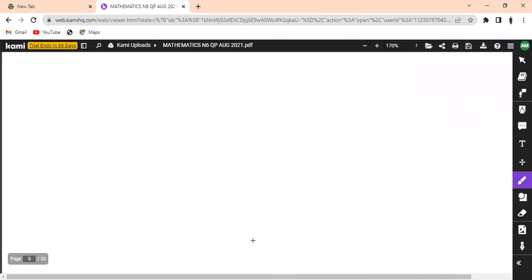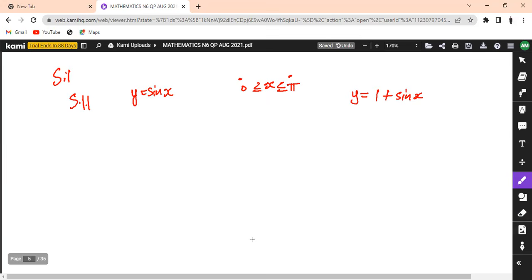All right, so this is 5.1. So we are given now on 5.1.1 the first graph, y is equal to sine x, and the other one is y is equal to 1 plus sine x. And we are given the interval of x, which is greater than or equal to 0, less than or equal to pi. So this is very, very important for us so that we actually know where our graph is going to be in between.